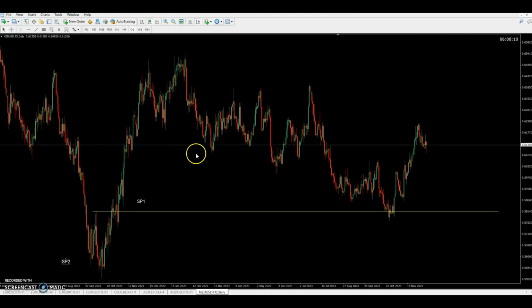And if it's going to break and go even lower, if it breaks SP1, guys, where's our next target? Common sense tells you we're going down here, SP2, because that's just how the market moves. The market moves in waves: highs, lows, highs, lows, highs.